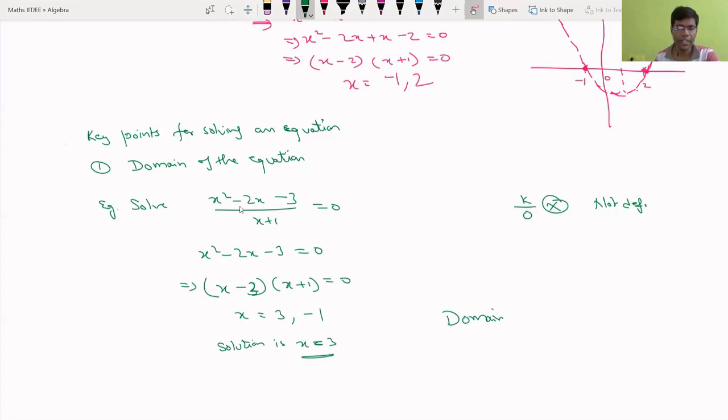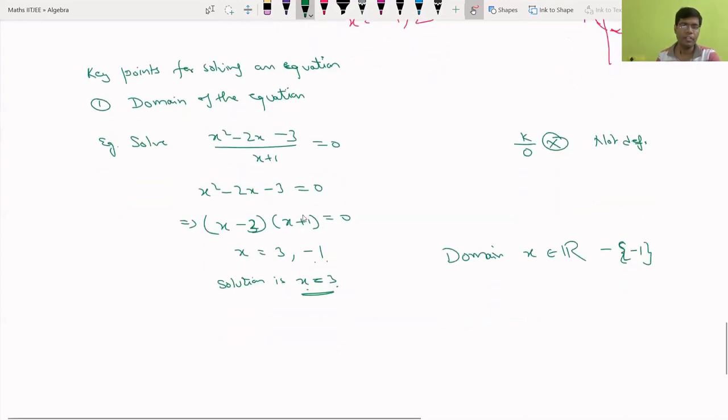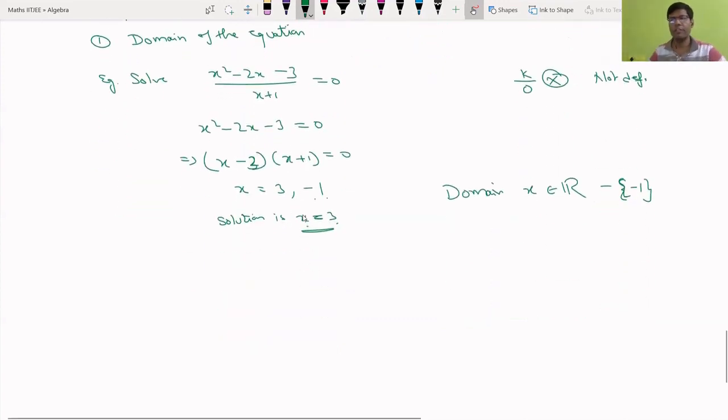I'm just talking about the expression, not the equation. This expression will exist for x belongs to R except minus 1. But this particular equation will be satisfied when x is equal to 3, because when x is equal to minus 1, this will go to infinity. So that's why we don't consider that. This is one thing that we have to be very vigilant about: is there some value for which the denominator is becoming 0? Those cases we should always exclude from the solution.